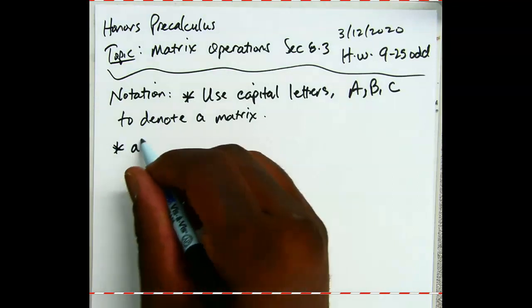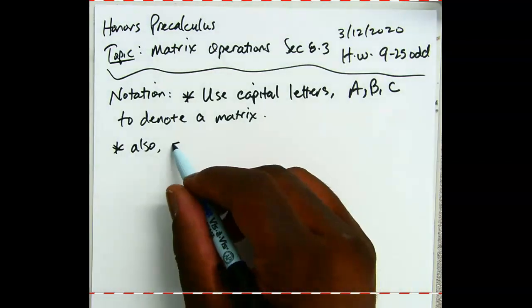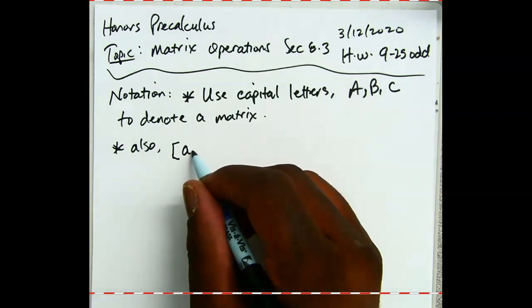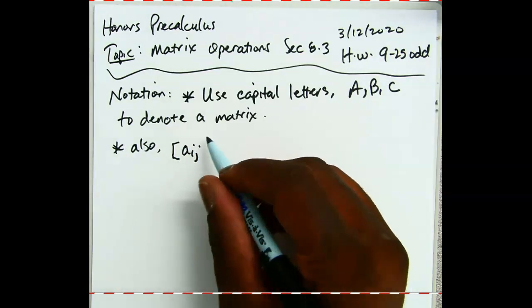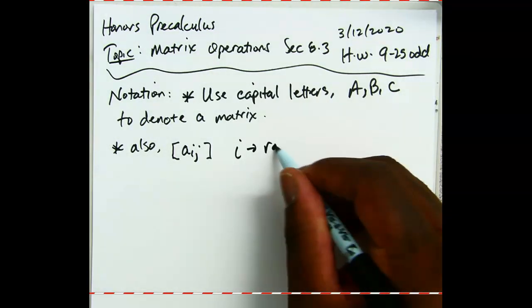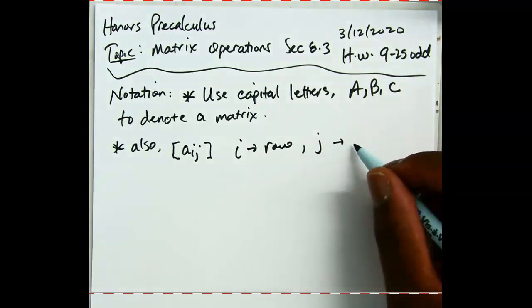Also, to denote the specific elements in a matrix, if we're talking about matrix A, we'll have in brackets lowercase a, and then we'll have i, j. Now, these are lowercase i and j. The i represents the row, and the j represents the column.